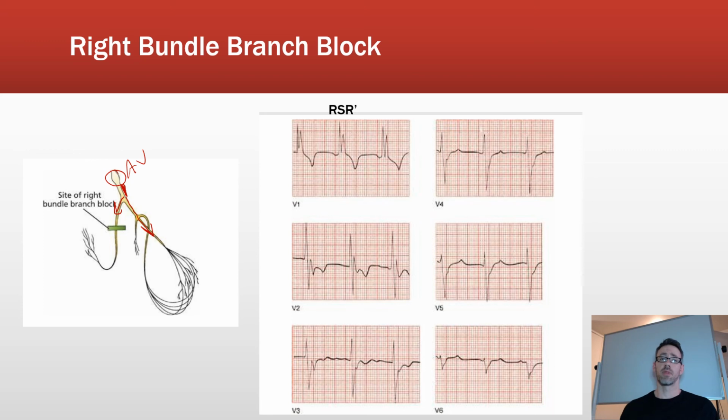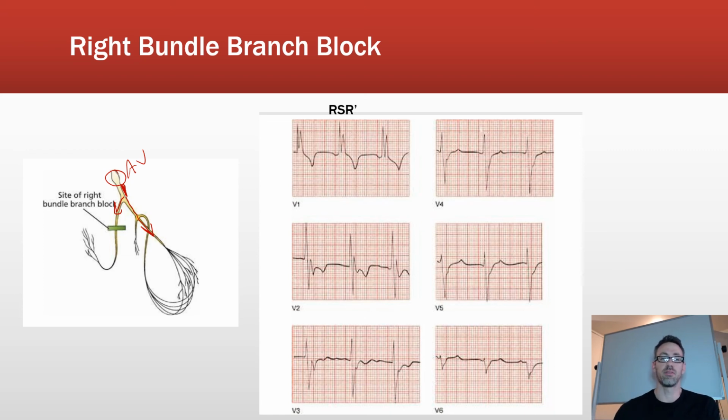So if you recall, a normal QRS should be narrow. The duration of it is less than 0.1 seconds. This would be a prolonged duration, and by definition, a prolonged duration of the QRS is greater than 0.12 seconds. So again, it takes longer. So we should see an increase in the QRS duration. It should be wider.